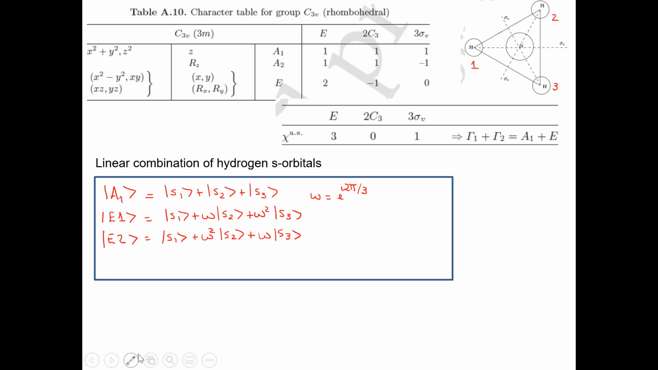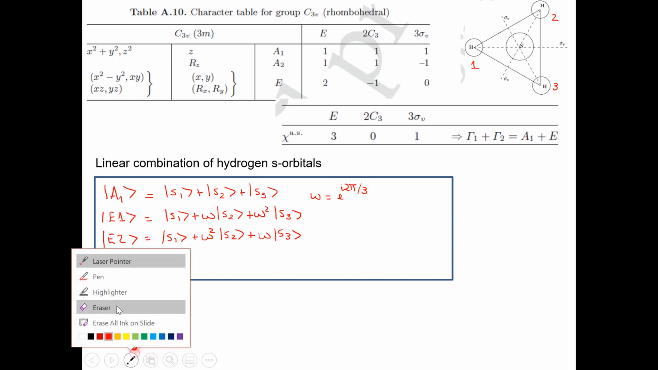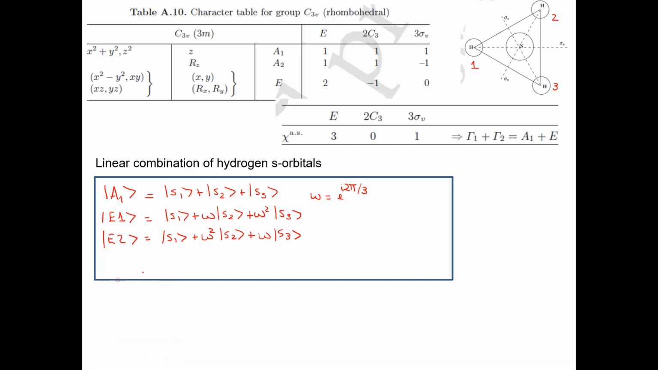Remember that these are complex numbers, so it's interesting to visualize them in the complex plane, and this is going to be useful in a minute when we discuss a hexagonal molecule. I'm making linear combinations of 1, omega, which is this vector here in the complex plane, and omega square, which is this vector here. So these are the coefficients that I get.